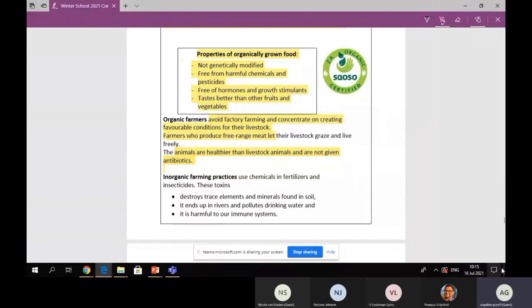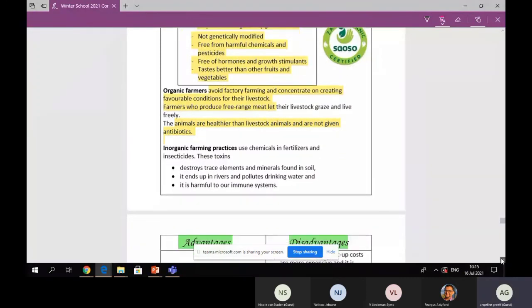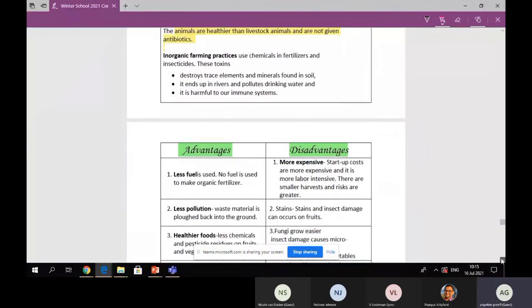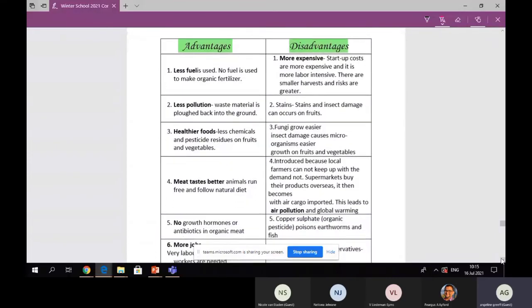So know the difference between, I would say, genetically modified foods and organic foods. Know the definitions there, know the advantages and disadvantages. And so here are advantages and disadvantages. Okay.